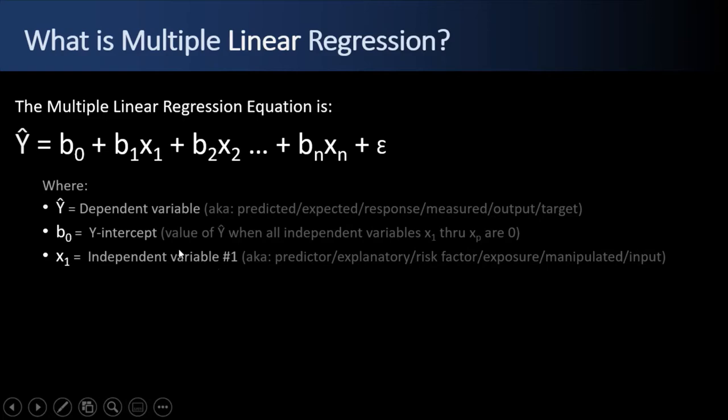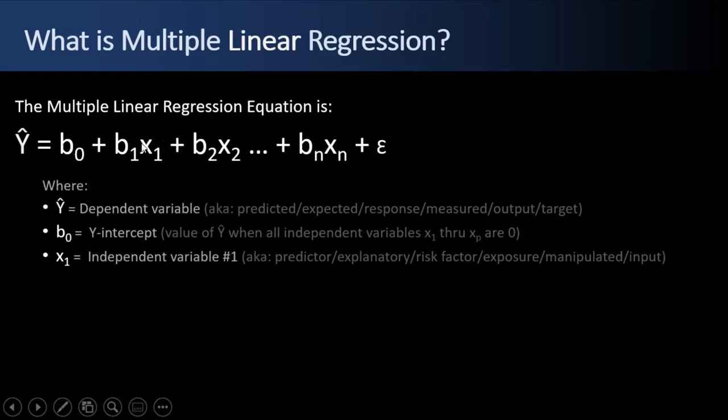X1 is the independent variable number 1. It's also known as the predictor or the explanatory variable, the risk factor if you're in the medical industry, the exposure, etc. An example of these two would be if we were going to do a multiple linear regression model on house prices in a given region. Y hat would be the dollars for the sale price. B0 would be some arbitrary coefficient that the calculation would calculate. B1 would be another weighting for the given independent variable that the linear regression would calculate.